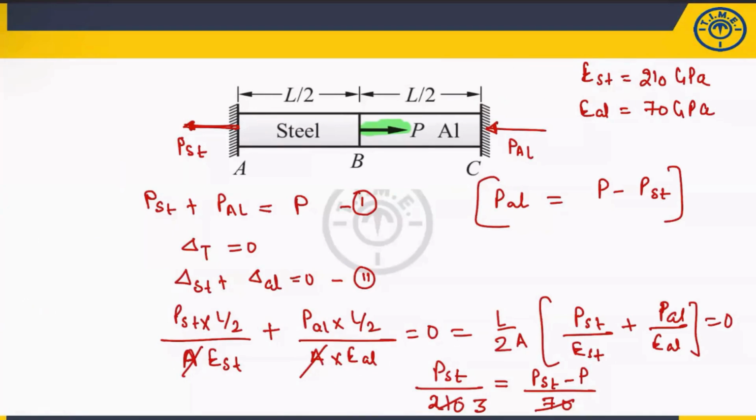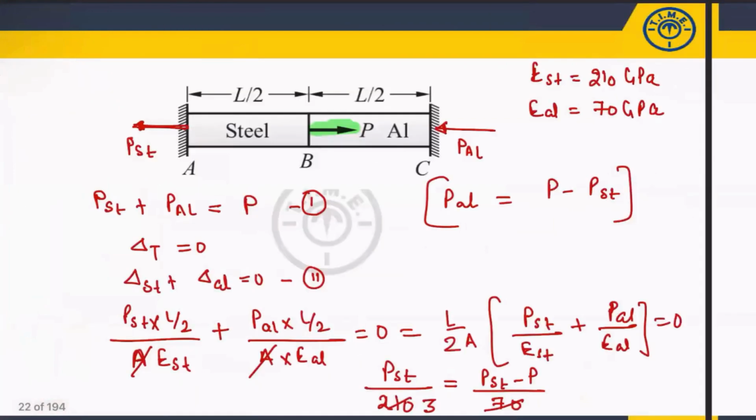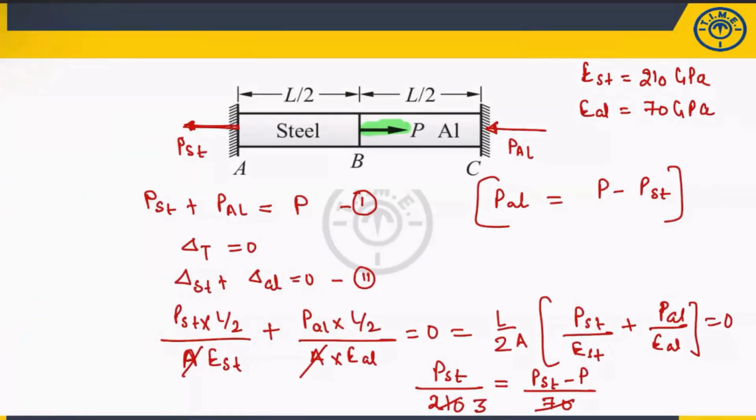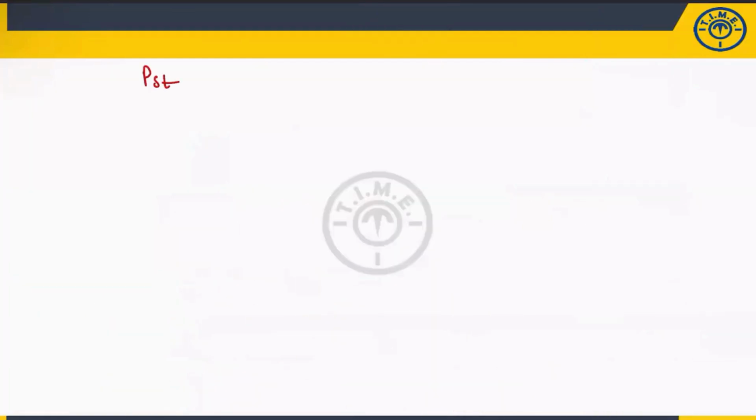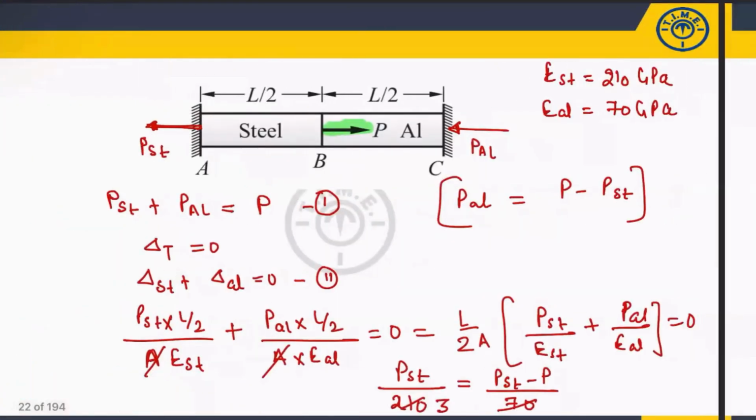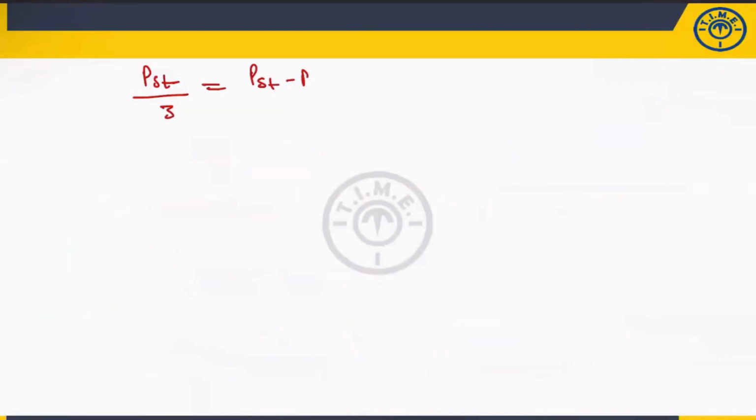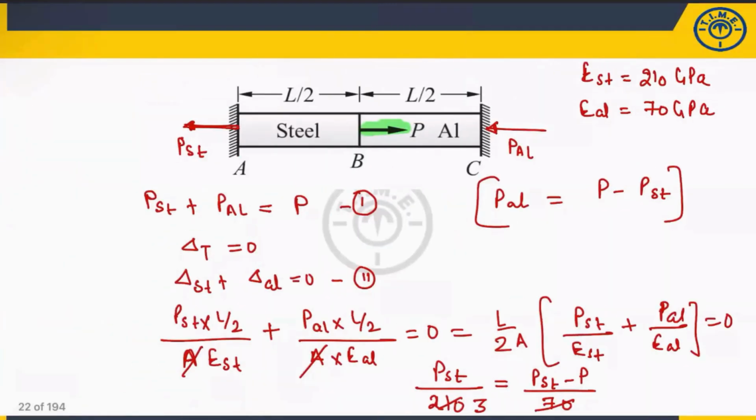Now let me take it on the next slide. P aluminum is P minus P steel. You will get P steel divided by 3 is equal to P steel minus P. So from here, P steel is nothing but 3P by 4. Once you know P steel is 3P by 4, P aluminum will be P by 4.